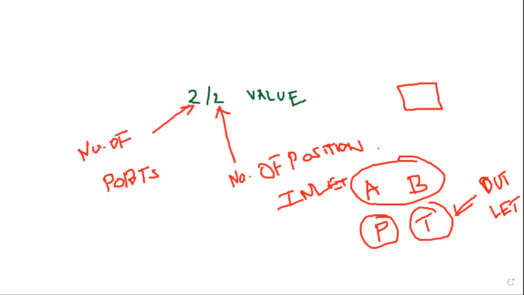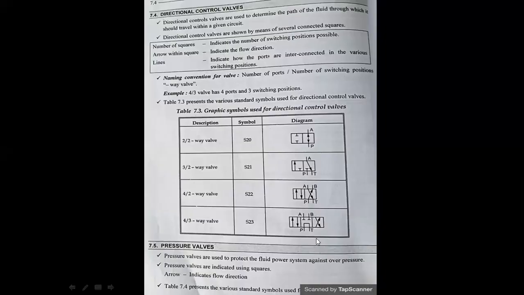Okay. Now you can see the directional control valve. The number of squares indicates the number of switch positions possible. A square means a square box. The arrow mark within the square indicates the flow direction. A square box in which the arrow mark is represented like this means the flow is from this point to this point.